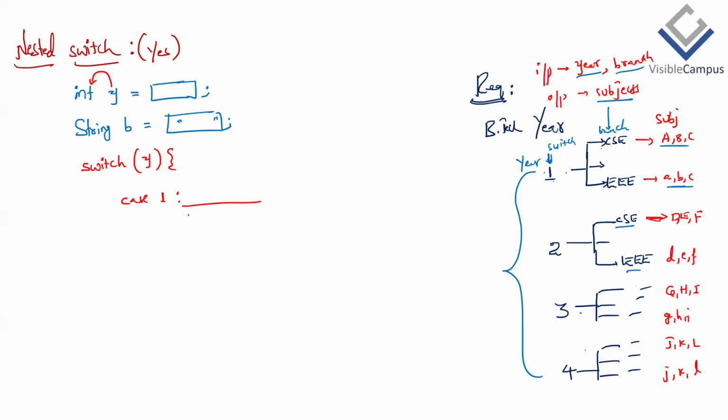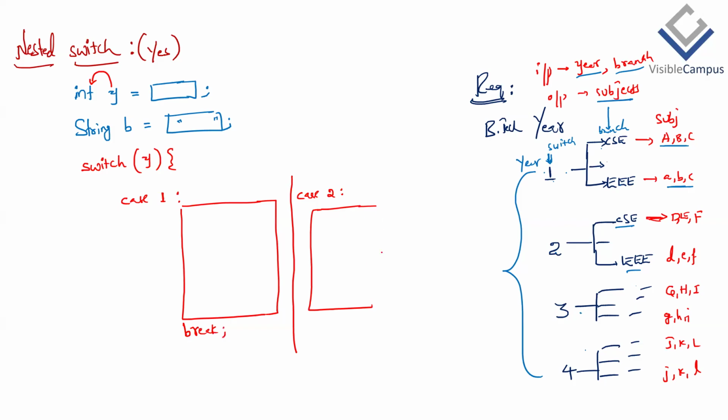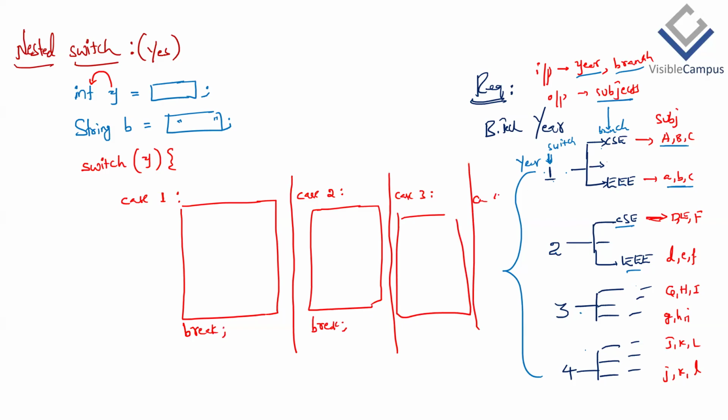Yes. I'll leave some place for writing the code. Does the case have to end with a break statement or not? Yes, because for each scenario, there is a different output. Therefore, this has to end with a break. Then what's next? Because of no space, I'm writing beside. Case 2, then again leave some space for year 2, followed by the break. Then like this, case 3, and also case 4 for 4 years. Am I correct? Case 4 for the 4th year also.